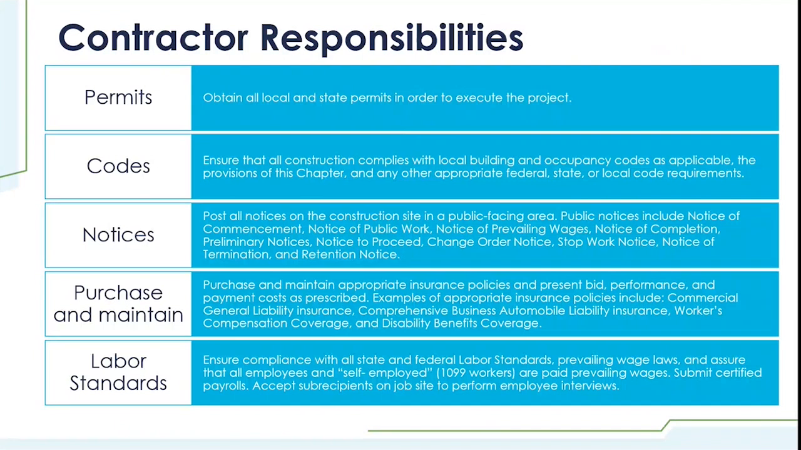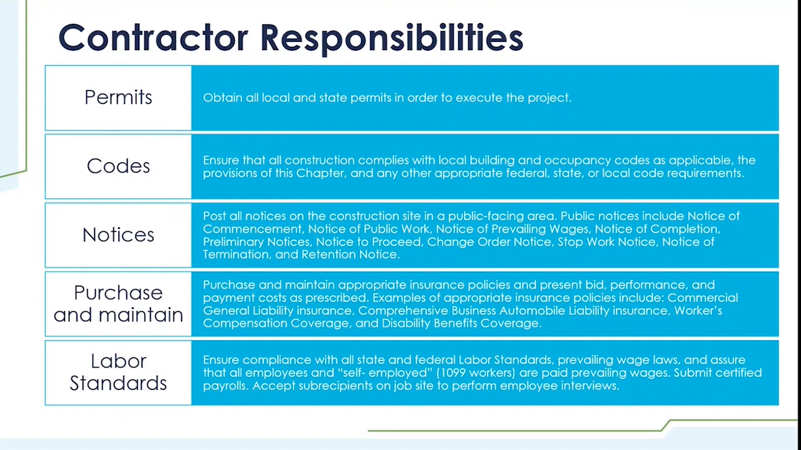During construction, we already talked about some of the subrecipient responsibilities. This slide will highlight some of the contractor responsibilities. The contractor is responsible for obtaining all local and state permits that will be needed to execute the project. Additionally, they must ensure that all construction complies with local building and occupancy codes. This includes federal, state, and local code requirements.